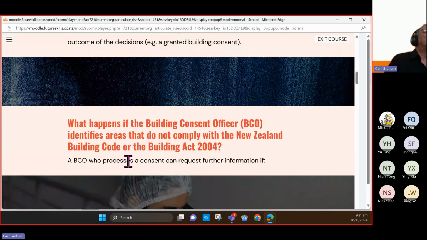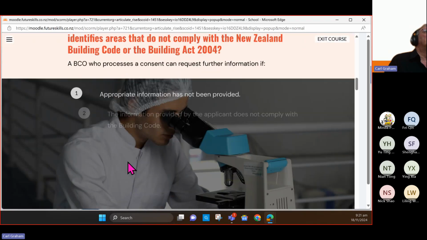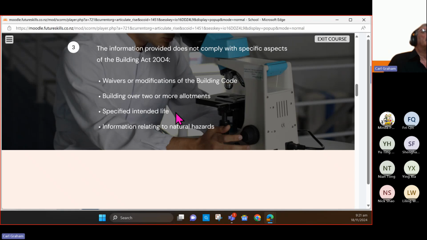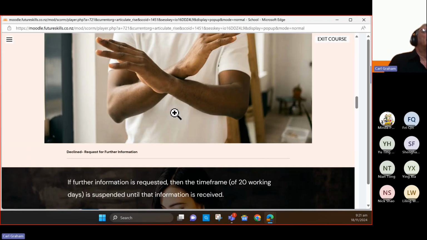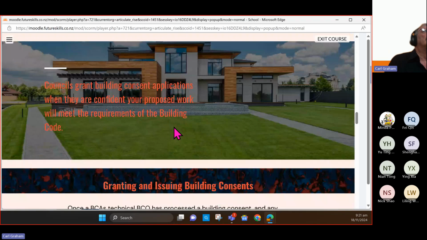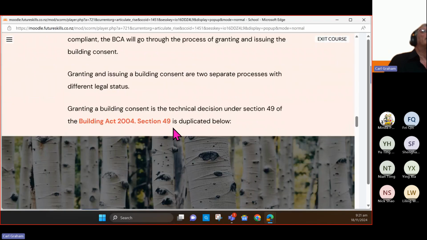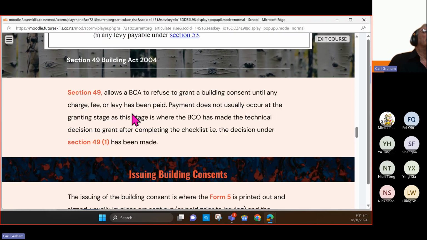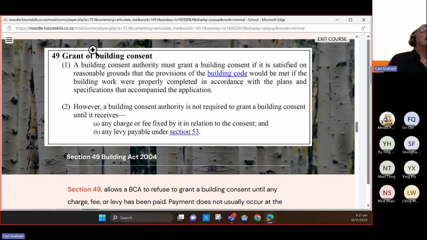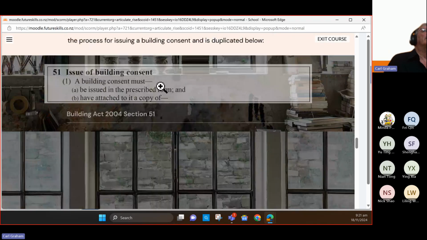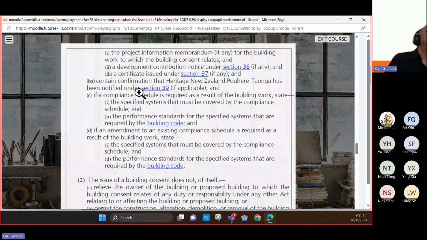What happens if a BCO identifies an area and is appropriate waivers, modifications, that hopefully is going to come up with those conditions that we just talked about. Anyway, there's section 67. Section 49, of course, is not a condition. That's basically the building consent has to grant, right? Granting a building consent in section 51.